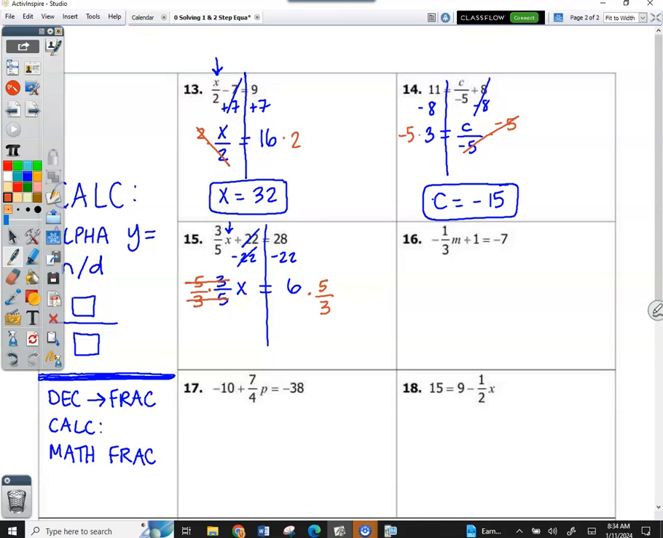Someone in 4th block yesterday said, I did it a totally different way and I got the same answer. And it's always funny when people say that because they think they've found like some secret passageway or something.